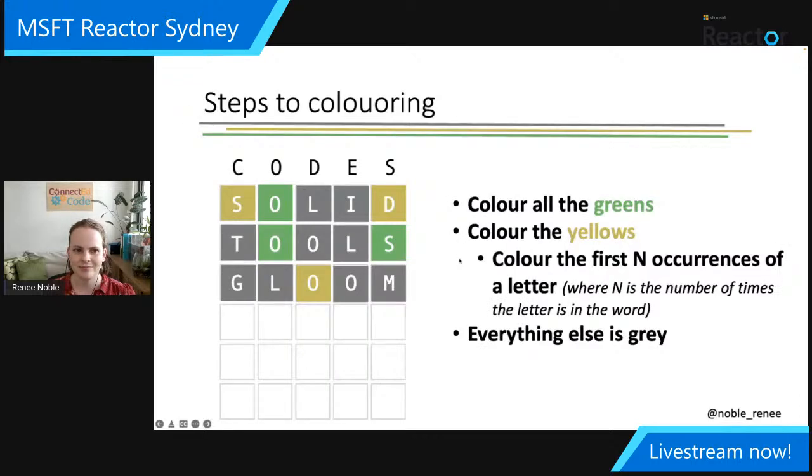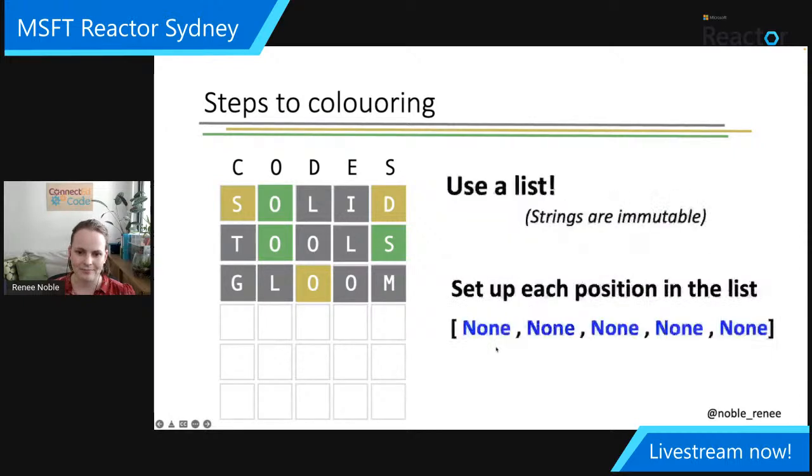So what we're going to do is start by coloring all the greens, then color the yellows, then color the first n occurrences of a letter. So with the yellows, that's what we're just talking about. We can't color more yellows than there are in the word. And then we're going to color everything else gray. So let's start by making our function.